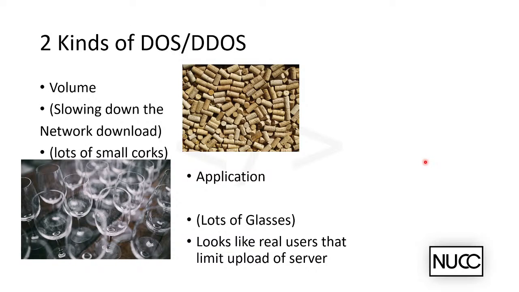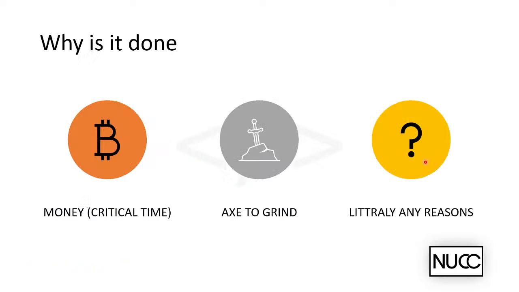So there's two main kinds of DDoS attacks, or DoS attacks. There's your volumetric ones, which are slowing down the download by sending a lot of clients and a lot of data at the server, and your application ones. Your application ones look like a lot of real users. They open up ports on the network and say, "Here, I'm over here, I want to receive some data," and then they just don't do anything with it. So they use up all of the upload that the server has, if that makes sense.